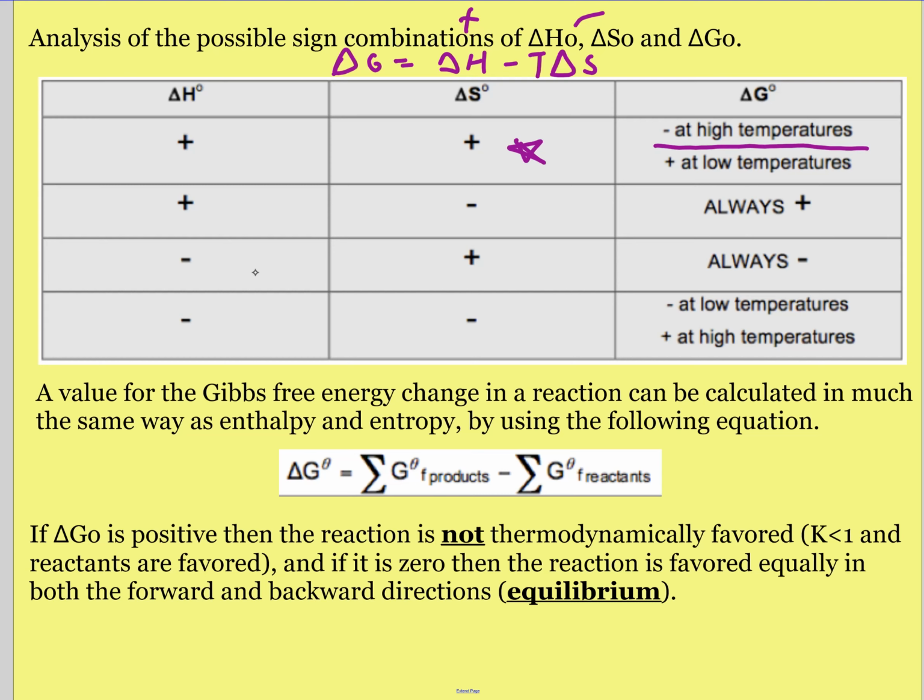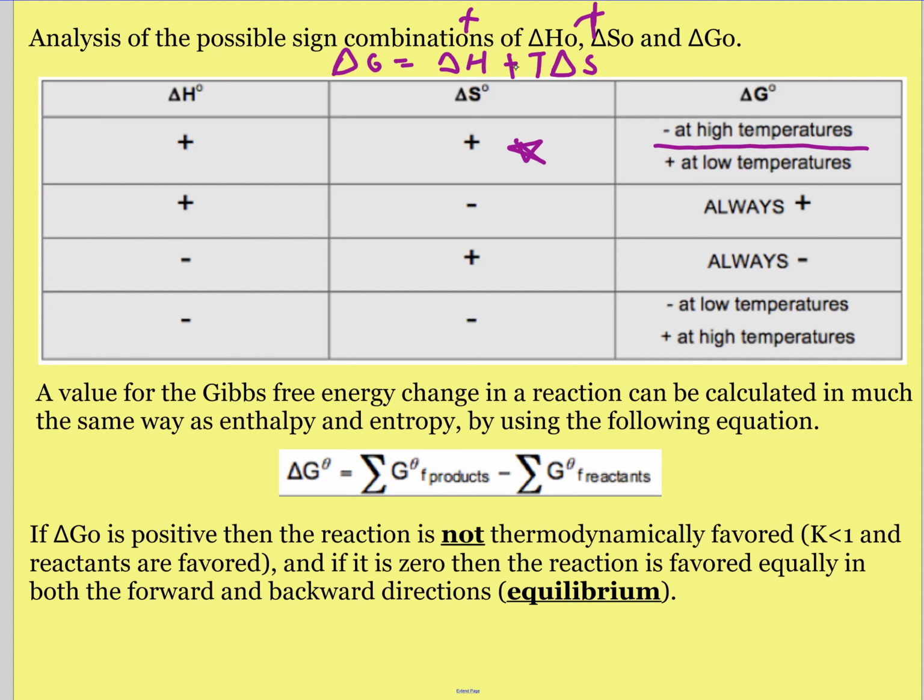If we reverse the signs and we get a negative delta H and a positive delta S, then this is always going to give us a thermodynamically favorable system. And lastly, if we have a negative delta H and a negative delta S, then this is going to be thermodynamically favorable at low temperatures, and at high temperatures it's not, because we get a positive part for the second term, a negative times a negative, and when T is big, we get a big enough number to overcome the delta H.